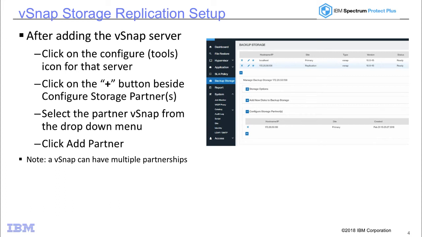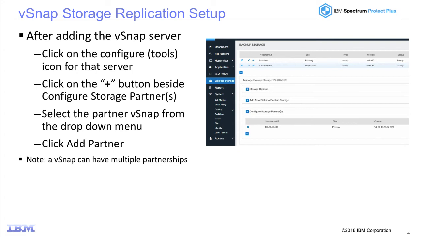So just some detailed steps on adding the VSnap replication. You add the VSnap server, so you create a VSnap server, and then you click on the configure tools icon for that server, click on the plus, and you define a VSnap partner from the configure storage partners menu. And that will create a partner for a particular VSnap storage repository.